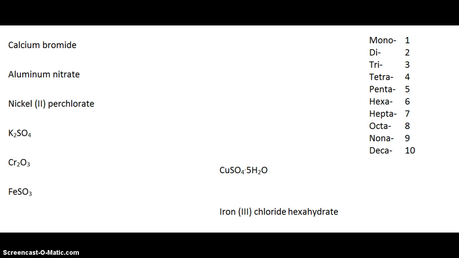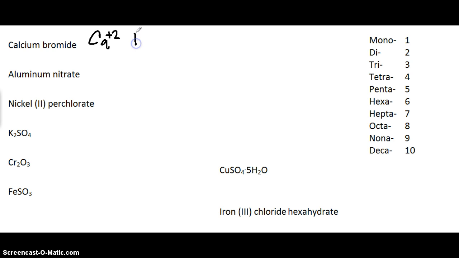So let's start. I have some samples here written for us. Let's start with calcium bromide. First of all, I look and say, okay, I have calcium, which is Ca. Calcium is an alkaline earth metal, so it has a +2 charge. That's in the second column.